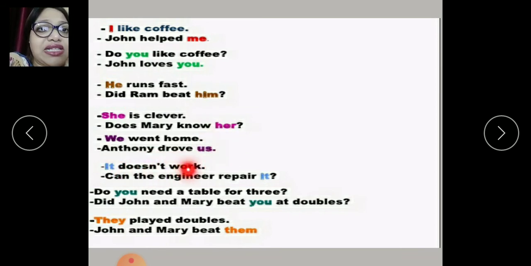It doesn't work. Can the engineer repair it? Do you need a table for three? Did John and Mary beat you at doubles? They played doubles. John and Mary beat them. So here, children, you can see a few examples containing pronouns such as I, you, he, she, we, it, and them are used. They also.